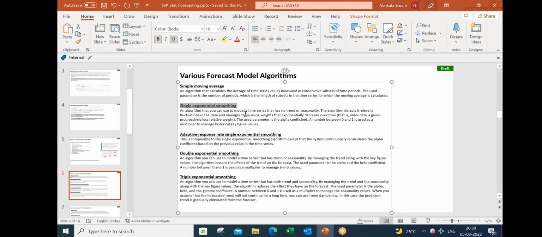Single exponential smoothing you have to use when you don't have any seasonality or trend patterns. Means if your model doesn't have any seasonality or trend pattern, then this algorithm is best to use. If you have only some fluctuations and you don't have any of these kinds of patterns, then you can use this algorithm. If you have trend, what do you have to use? You have to use double exponential smoothing. If you have trend, not seasonality. This was wrong, I'll just update this. So if you have trend, you have to use double exponential smoothing.